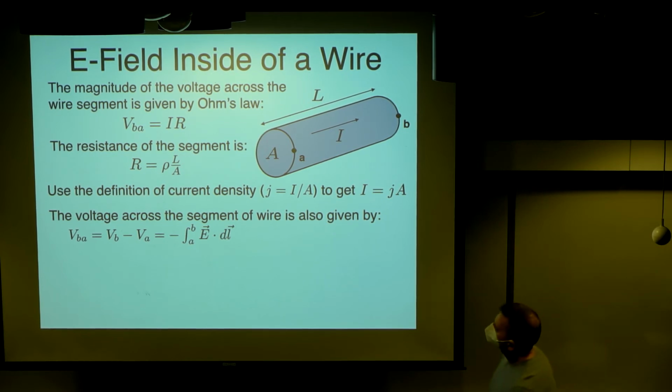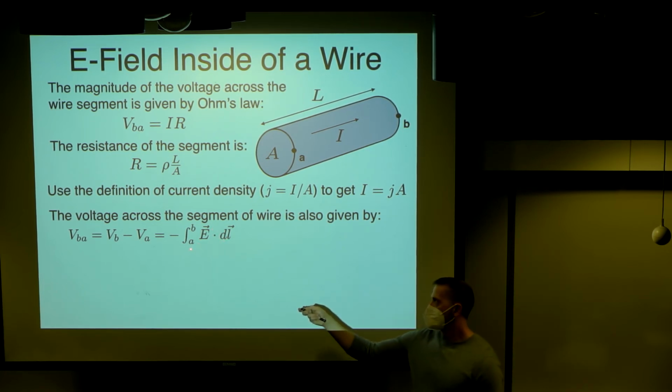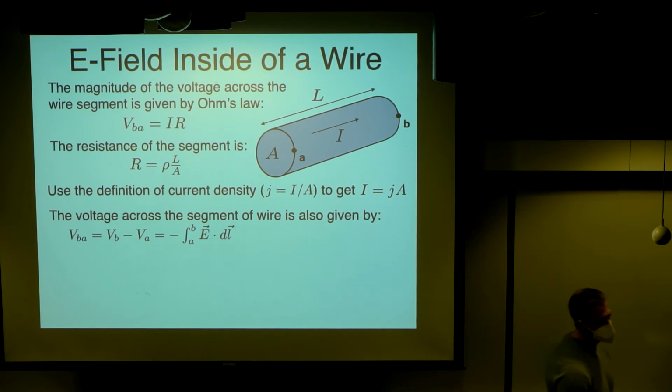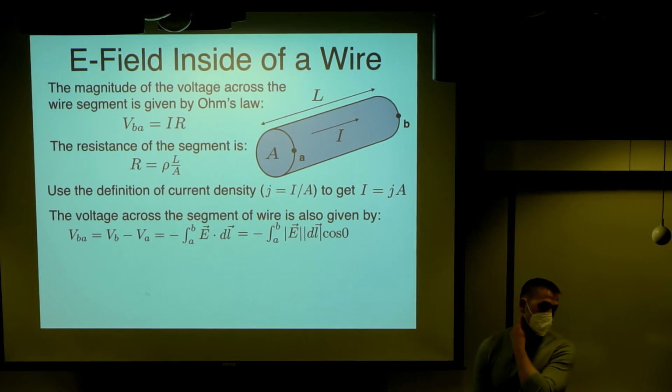So V_BA is going to be the potential difference across the segment of wire, the potential difference between these 2 points. As we know, that's given by the integral of E dot dl with a negative sign out front, integrated between the 2 points A and B. I'm going to do this in its full detail. Remember, E dot dl is a dot product. The way dot products work in general is you take the magnitude of each vector, your E vector and your dl vector, and then you multiply by the cosine of the angle between them.